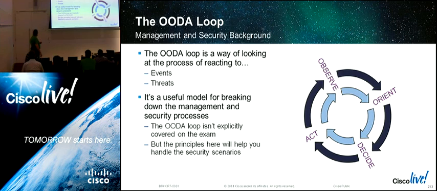This sort of model here, where it's a loop, means observe, orient, decide, and act. In other words, it's a management and security framework of things that we want to do. We want to look to see what the network is doing. We want to orient ourselves in terms of what the policies and the objectives of the network are, make decisions based on that, and then act. And then, of course, it's a loop, so we keep looking at it.